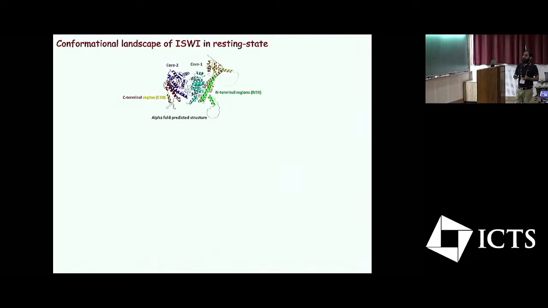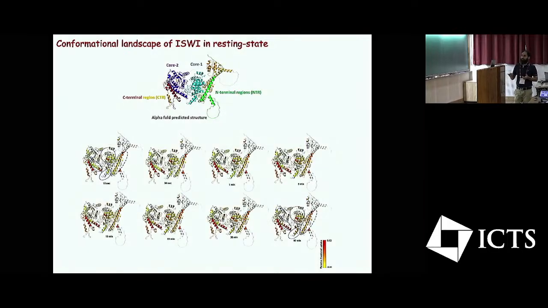As I said, there is no structure of this entire protein available. So we used the AlphaFold predicted structure to map our hydrogen exchange data on the 3D conformation of this protein. This is what it looks like. At some point of labeling, let's say after 10 seconds, you see some dark regions and light colored regions. Dark means there is more uptake of deuterium and light means there is less. We can do it for all the time points at which we collected data.